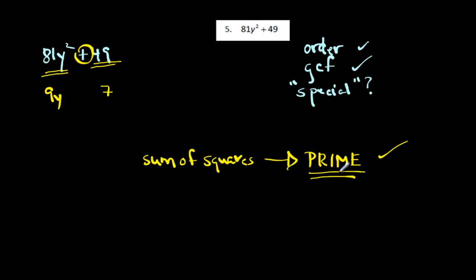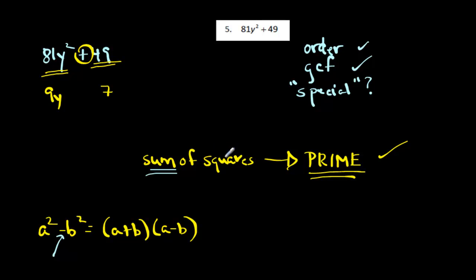What that means is it's not factorable. It's prime. You can't factor it any more than what it is right now. If it was a difference of squares, then it would be 9y plus 7 times 9y minus 7. Again, we're looking at a squared minus b squared factoring out to be a plus b times a minus b. But in order for that to happen, you have to have a difference of squares, not a sum of squares. So we're done. All we have to say is that it's prime.